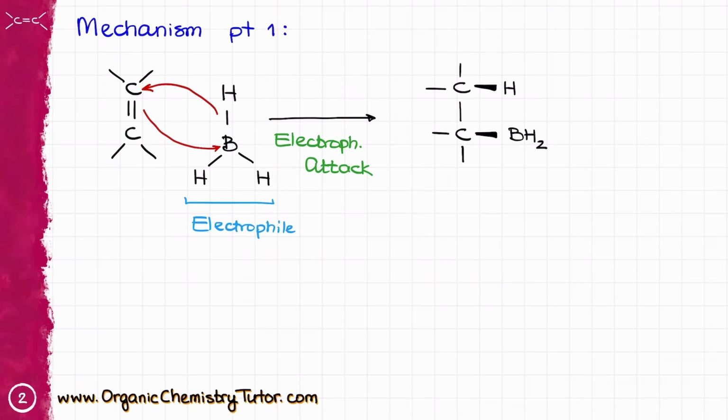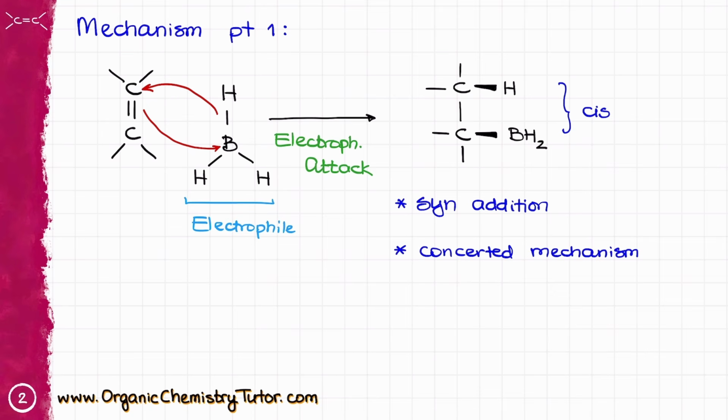Now, this step has a few important points that I want to make sure that you really remember here. First of all, this is, as I've mentioned, a syn addition. The term syn addition means that both the groups that we are adding to our molecule, in this case it is going to be my hydrogen and my boron, both of those groups end up on the same side of the molecule. They come from the same direction, they attack from the same face of the molecule, which means that they will end up being cis to each other.